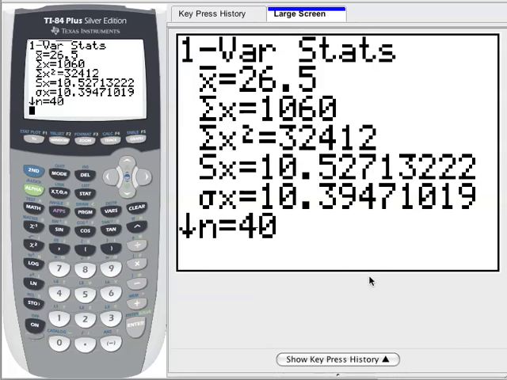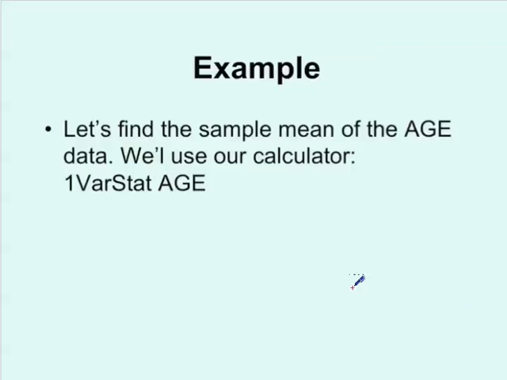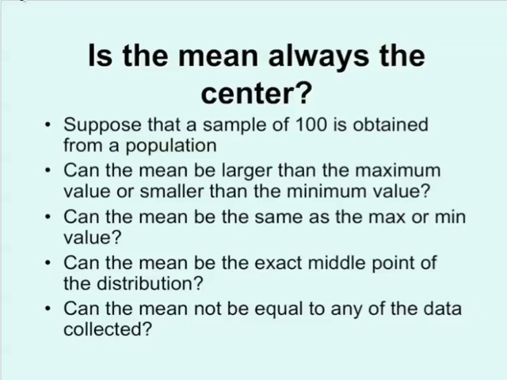All right, let's go back to our regularly scheduled slideshow and first talk a little bit about the measurement of the mean. Suppose in this particular example you've got a sample of 100 obtained from a population. Can the mean be larger than the maximum value or smaller than the minimum value? After you've thought about that for about 30 seconds, hopefully you realize that no, that can't happen. The mean as a measurement of center has got to be somewhere between those two numbers.